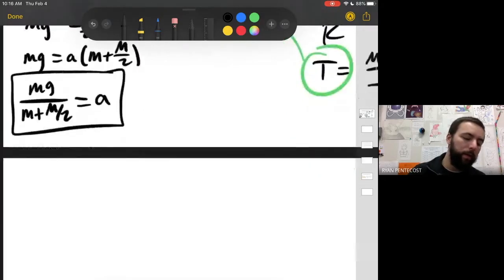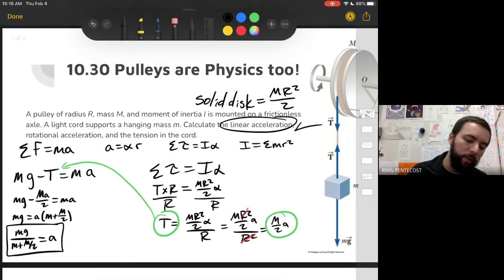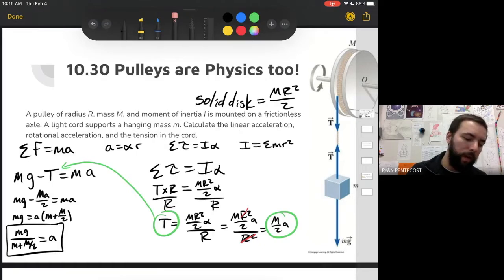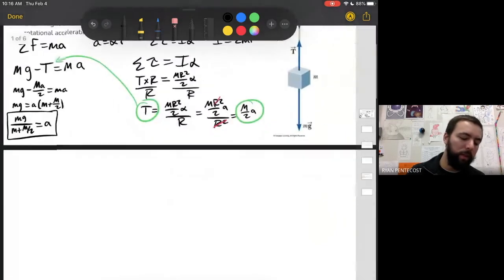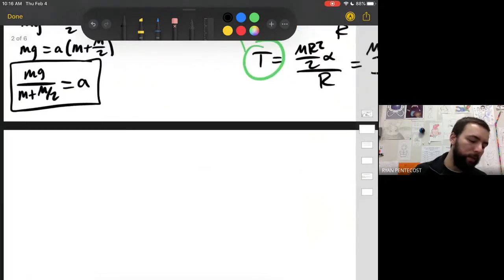Now let's look at what we're asked. Linear acceleration, check. Tension, like I said, solved for in the green down there because we had to solve it to solve the problem. Physics problems do that all the time. They ask you for several things, but you've got to solve for some of it to get your problem solved anyway. Now let's get our rotational acceleration.